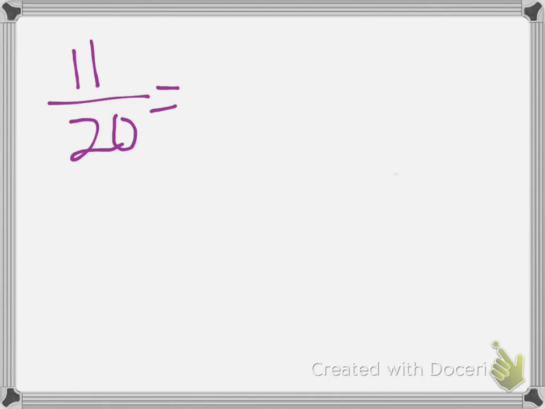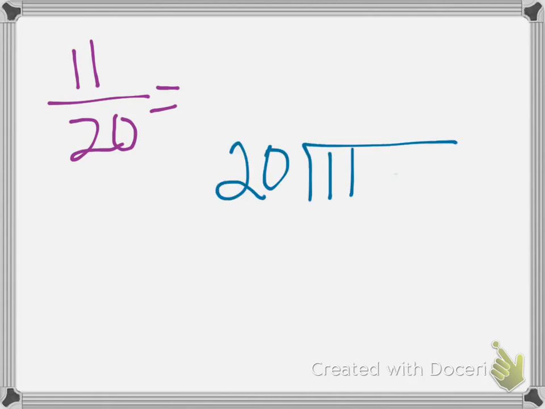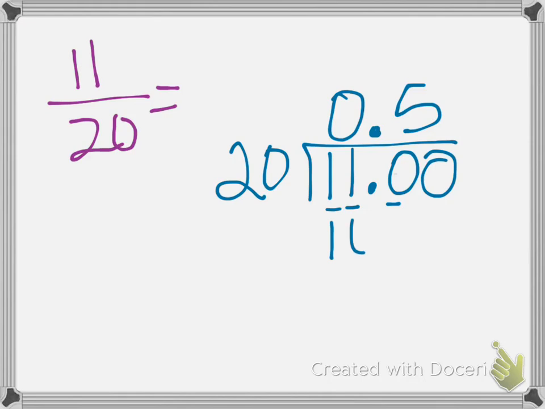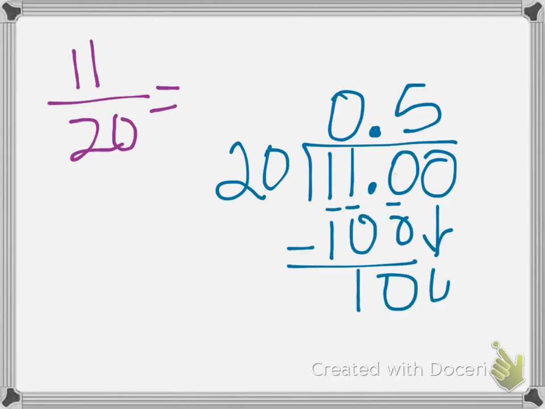Okay, let's see. So we're going to have, how many times can 20 go into 11? We are looking for a decimal, therefore I'm going to need a decimal. 20 cannot go into 11, but it can go into 110. It can go in there 5 times, which is 100, and I have 10 left over. Bring down my 0, and 20 can go in there 5 times.